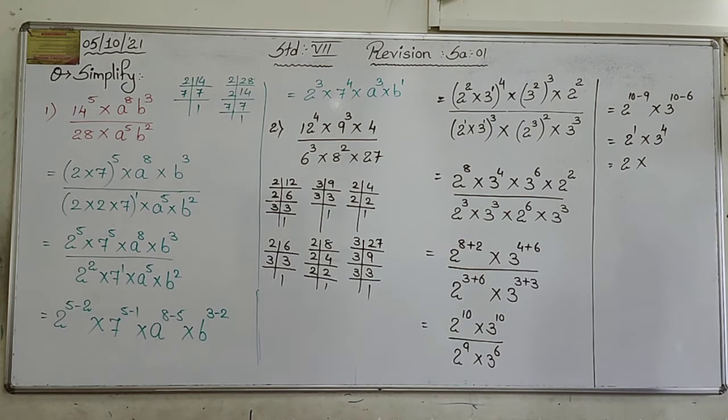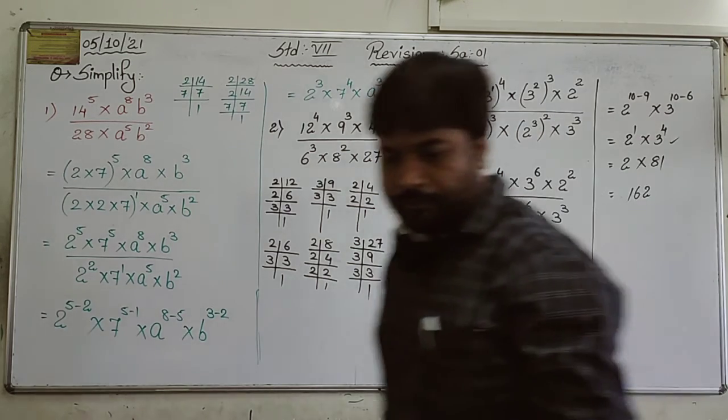9 3s are 27, 27 3s are 81. So that is equal to 2 into the 162. That will be your simplest or evaluated form. Understood? If the question says evaluate, you have to go up to here, means you have to find the value, or if simplify, you can leave it over here. Understood? Fine.